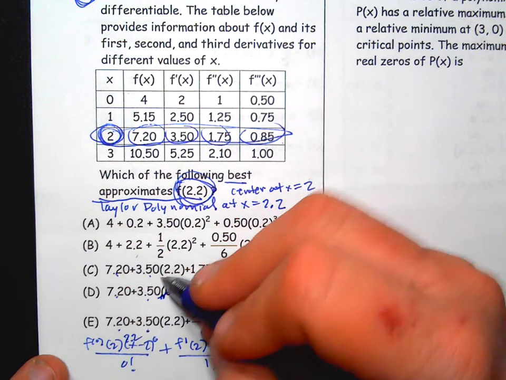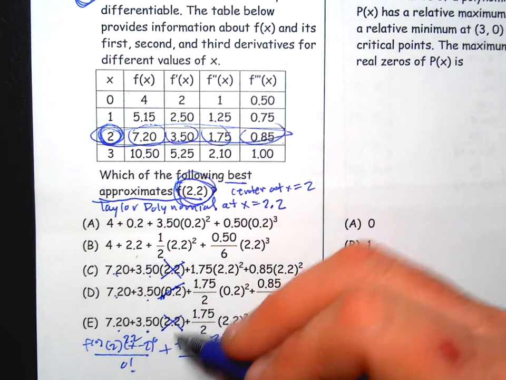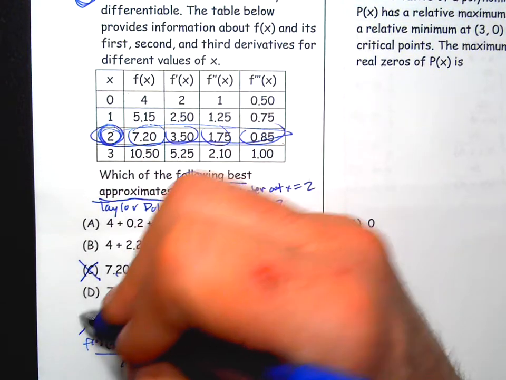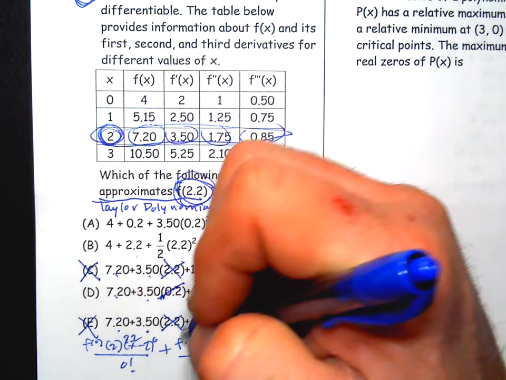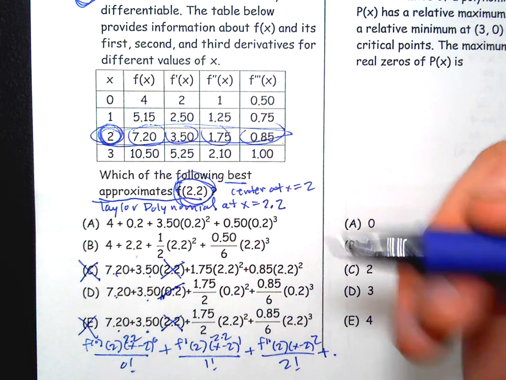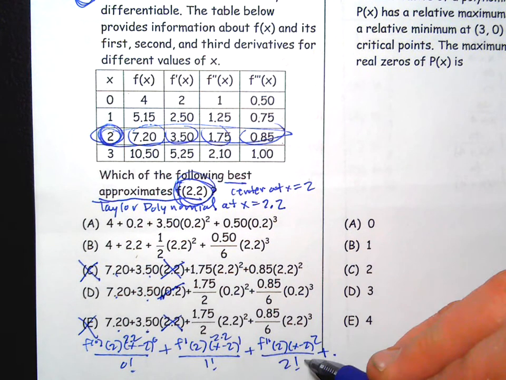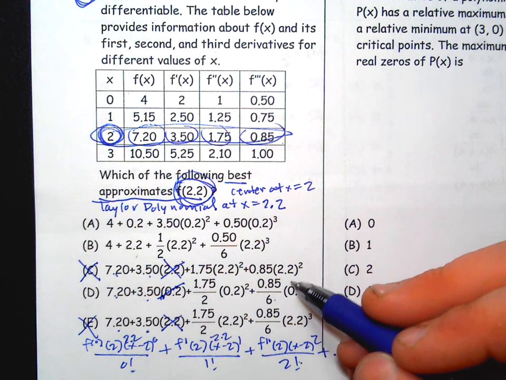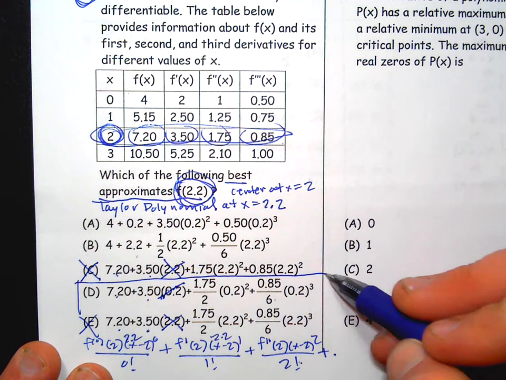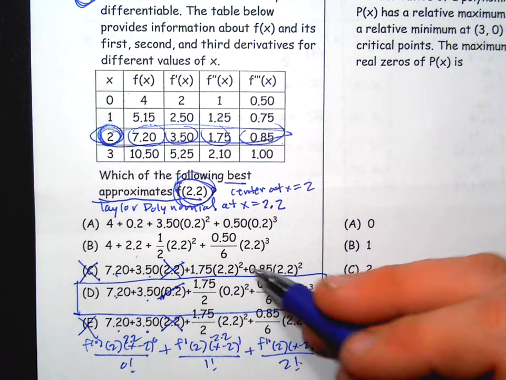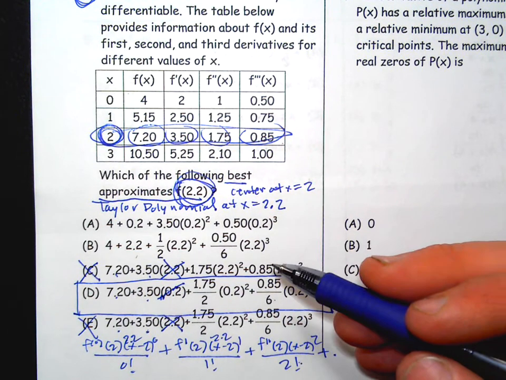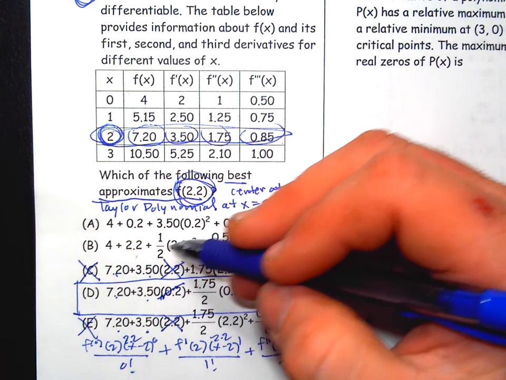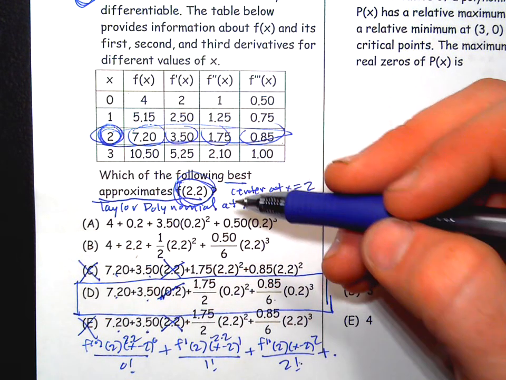So this one's out. Oh, no, that one's in. Sorry. These ones are out, because these would be centered at 0, but then the derivatives don't make sense. So not only are they not the best, they look like they're centered at 0, but then they have the wrong derivatives. 1.75 over 2 factorial, 0.85 over 3 factorial. So this looks like the best one. These ones look like they're centered at 0, but then they have the wrong derivatives. This one looks like it's centered at 0 and it has the... Does it have the correct derivatives? 2.2.